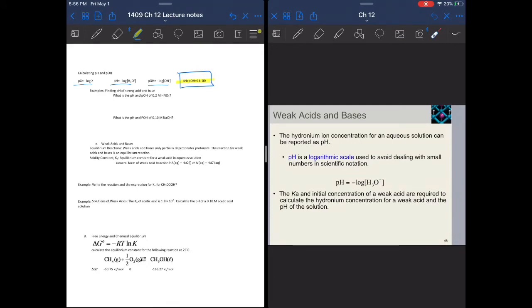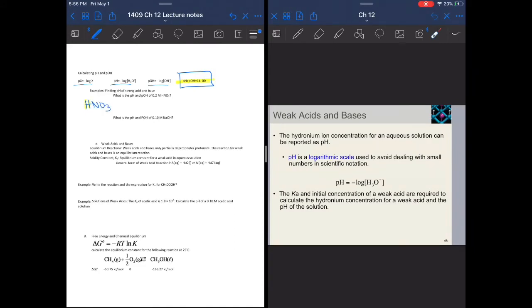And let's do a couple of examples to highlight how easy this can be. All right, so these first two examples are using strong acids and strong bases. They essentially completely dissociate, so we don't have to worry about equilibrium. I want to know what is the pH and pOH of a 0.2 molar HNO3 solution. So, maybe I'll use a pencil. Here we go.